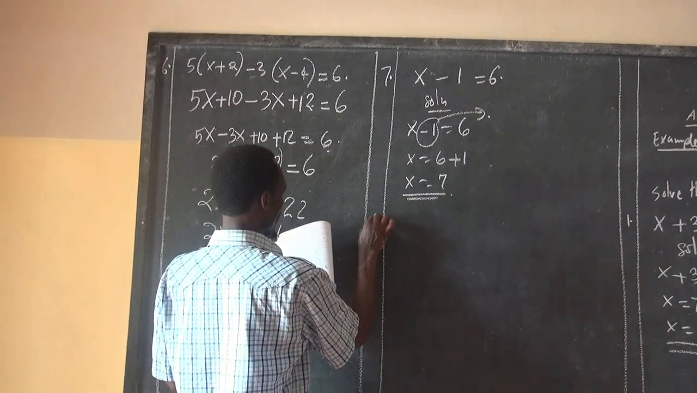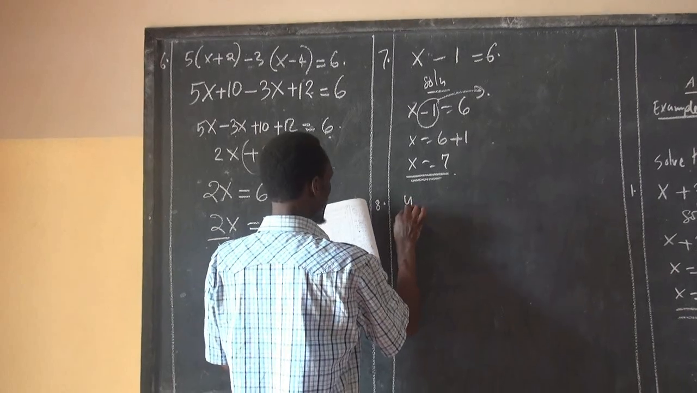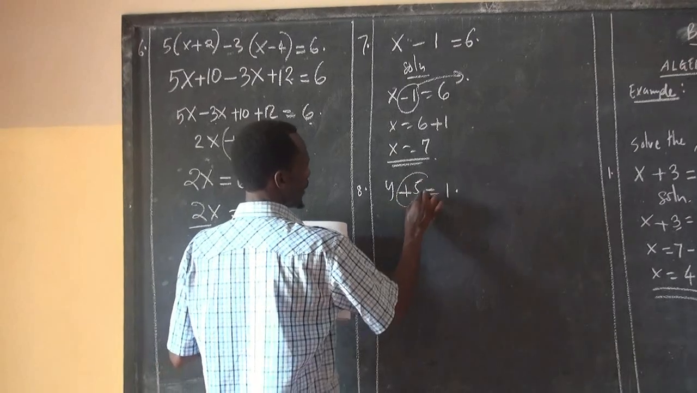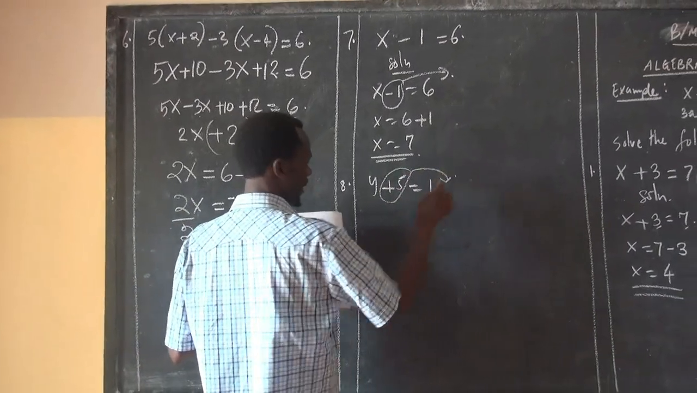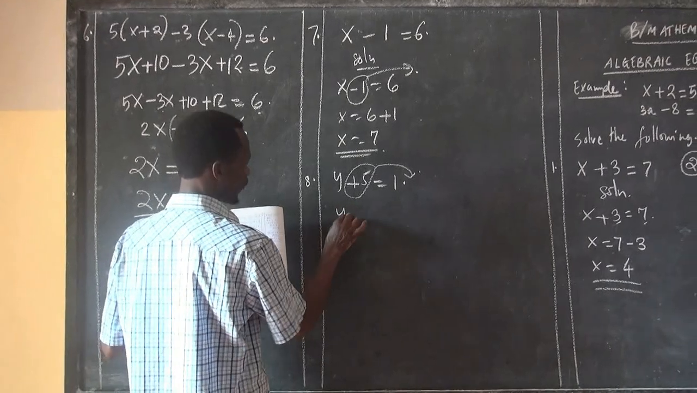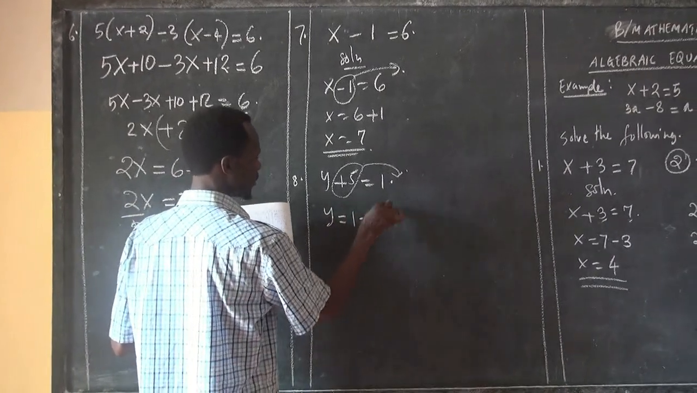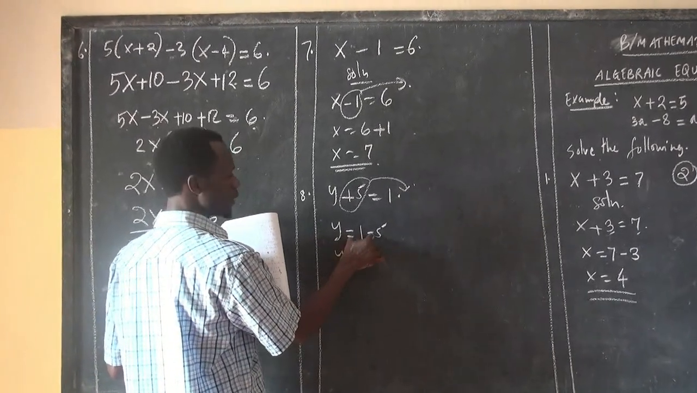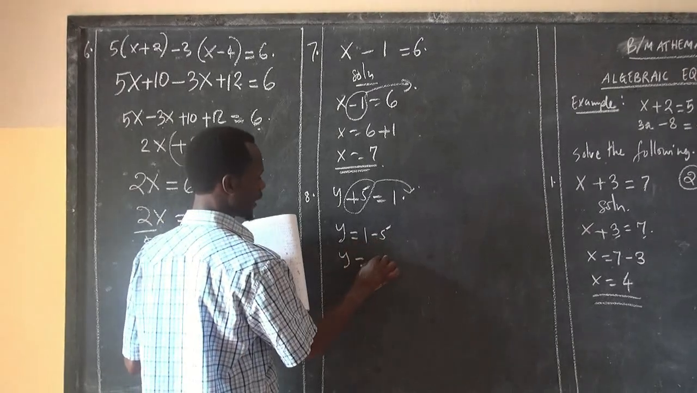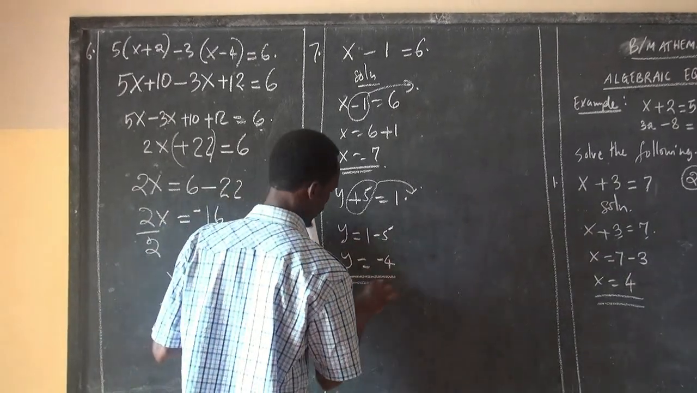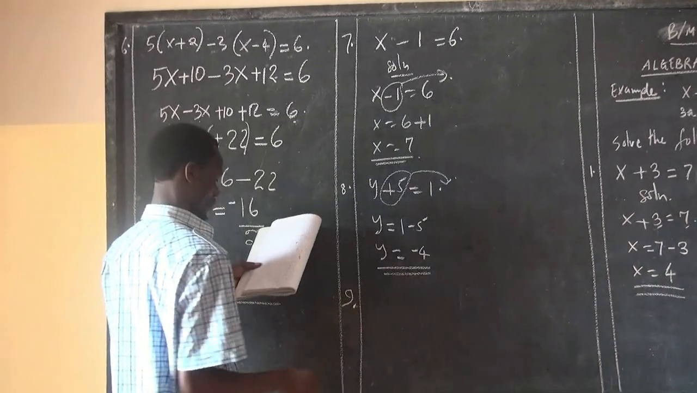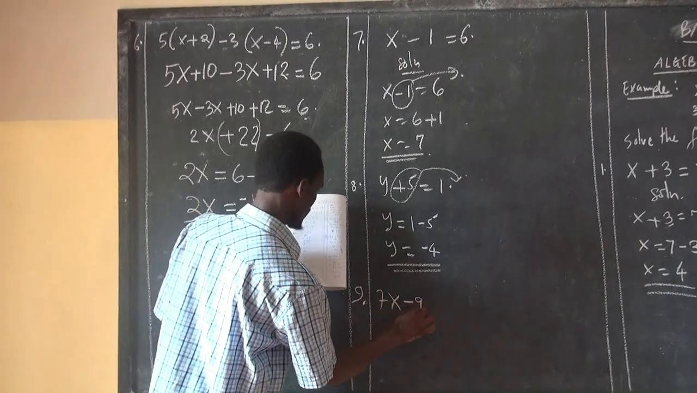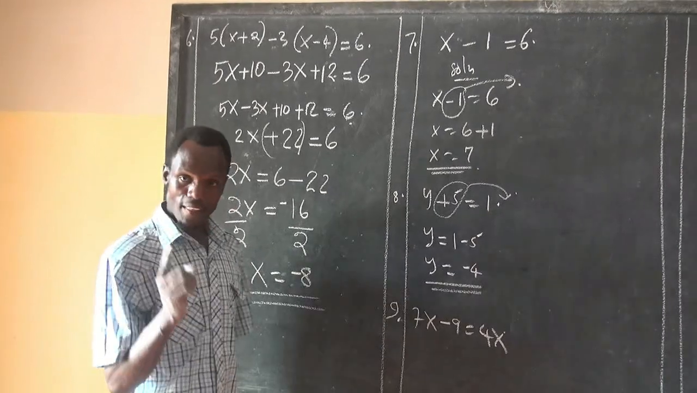Now, example number 8. We have y plus 5 is equal to 1. Remember also this positive 5 is taken to the other side, then it becomes negative. Then we have y is equal to 1 minus 5. y is equal to positive 1, negative 5. Now, negative what? 4. Negative 4. Example number 9: 7x minus 9. The other example is here.